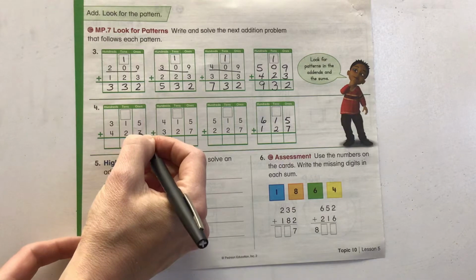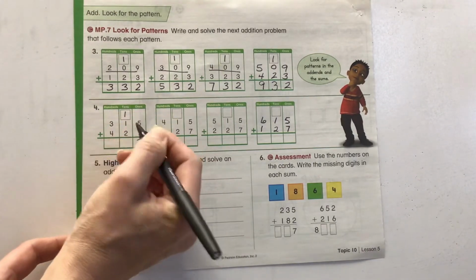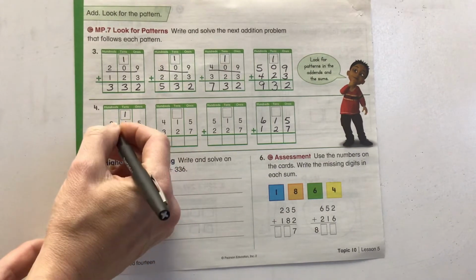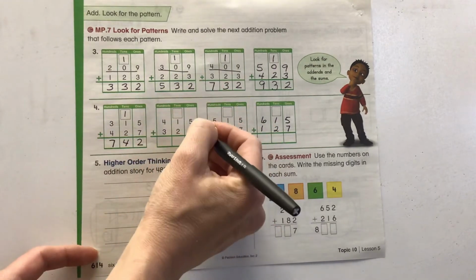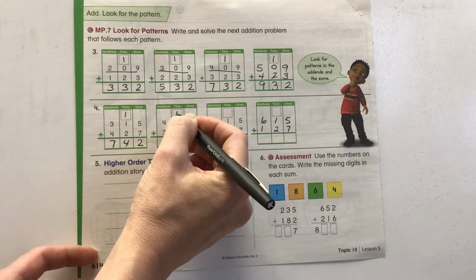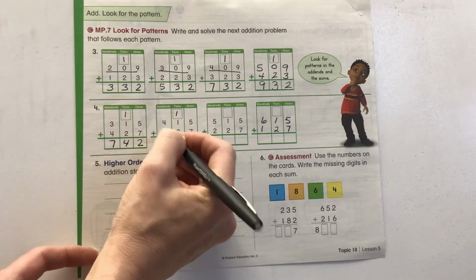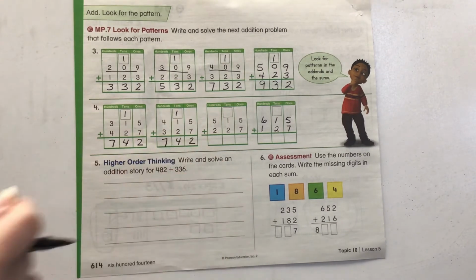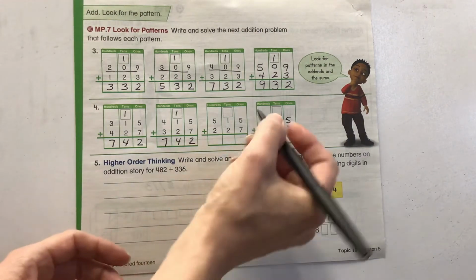So 5 plus 7 is 12. We put the 2 in the ones place and the 1 over here. 1 plus 1 is 2, plus 2 more is 4. 3 plus 4 is 7. So we're going to have the same pattern. 5 plus 7 is 12, regroup, and 1 plus 1 is 2, plus 2 is 4, and then 4 plus 3 is 7. So we get 742 on that one.